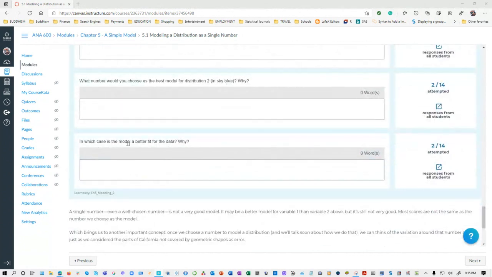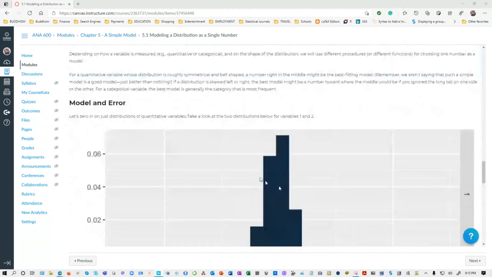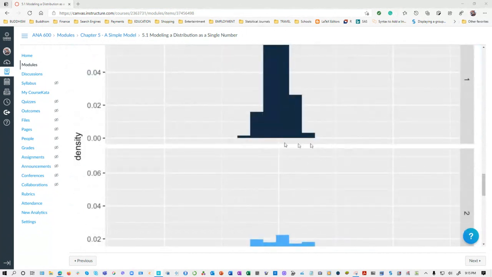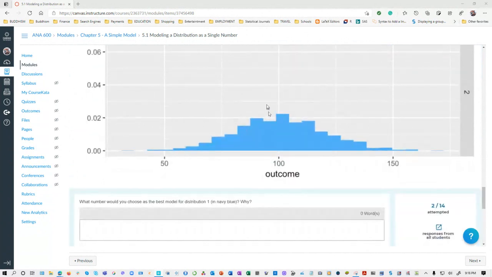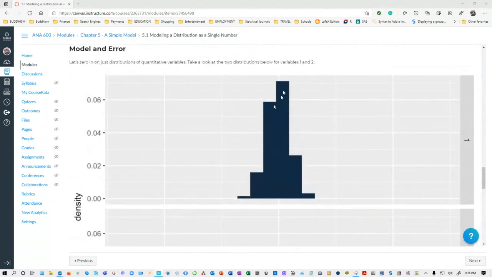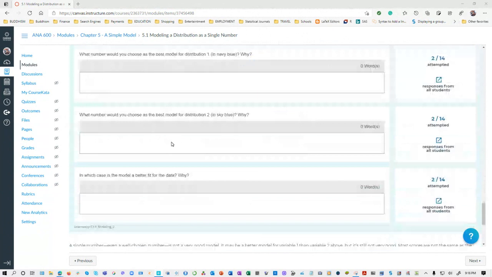In which case is the model a better fit for the data? A single number, even a well-chosen number, is not a very good model. It may be a better model in which case the model is a better fit for the data. The better fit would be this one, where most of the data is clustered around the center rather than spread out on either side. So out of these two, this would be the best model.